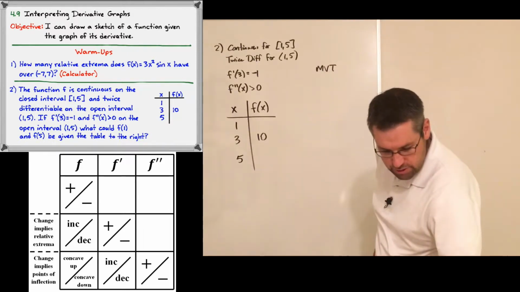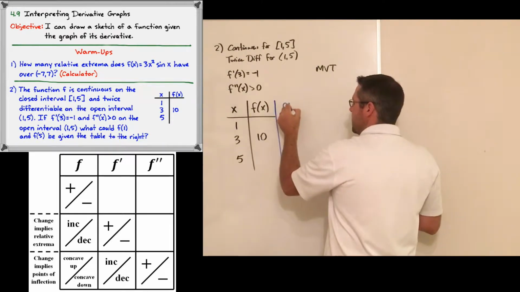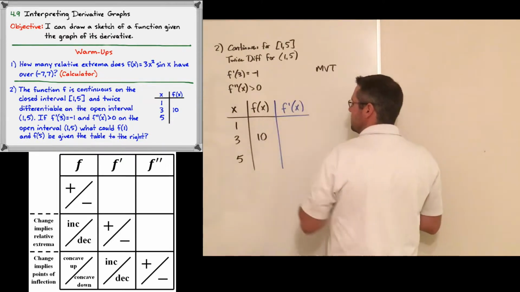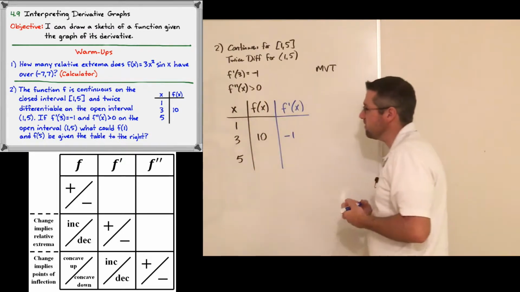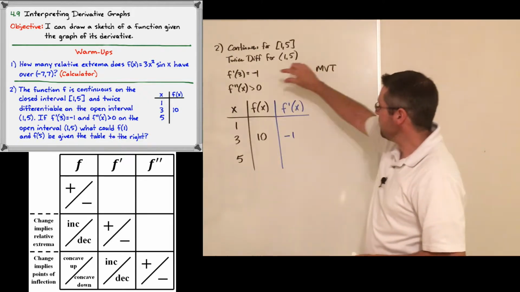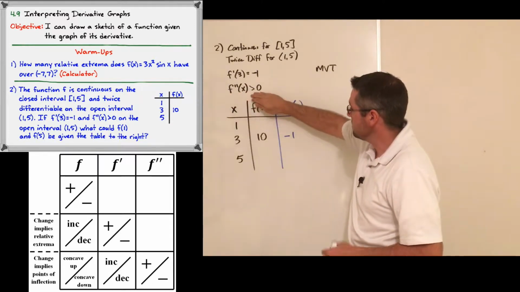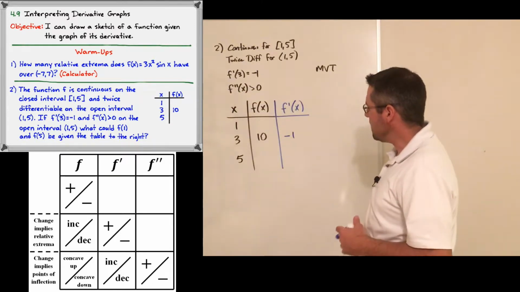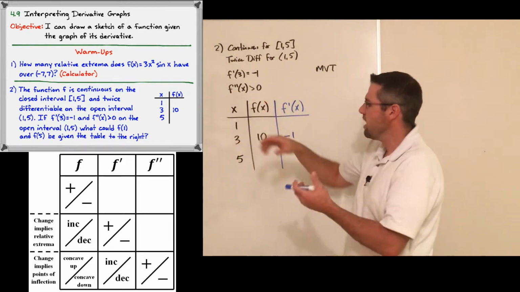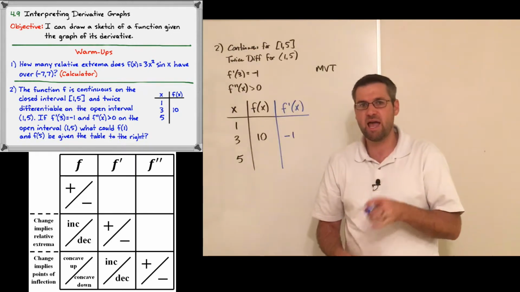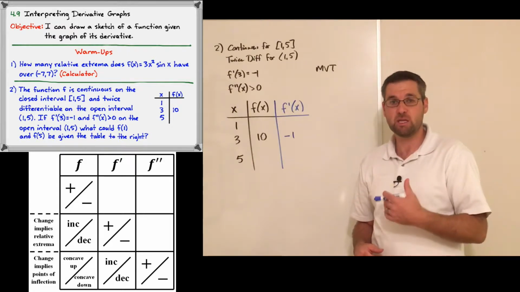Okay? So what I'm going to do is add another part of this table, and I'm going to look at f prime of x here. Now it told us that f prime of 3 is negative 1, so we can fill that data in. Now here it's telling us that f double prime is greater than 0. Well, if we look at our table or our chart, trying to understand what f double prime does for us, f double prime being positive tells us that f is going to be concave up, and it also tells us that f prime is going to be increasing.